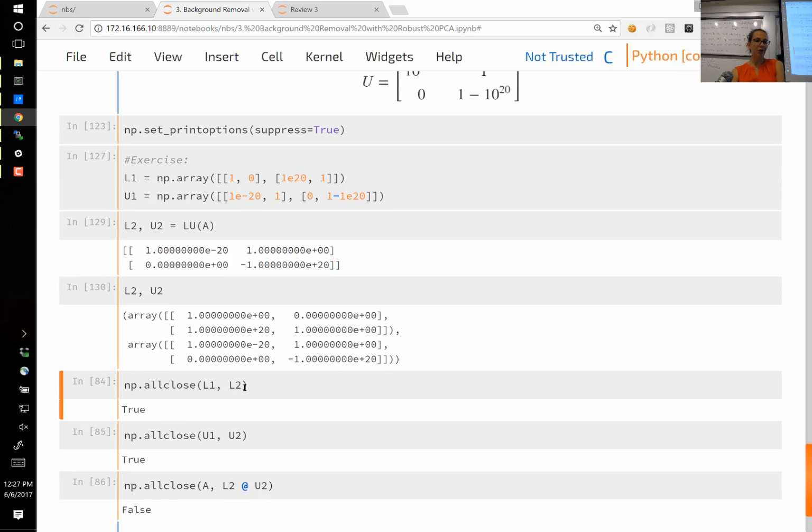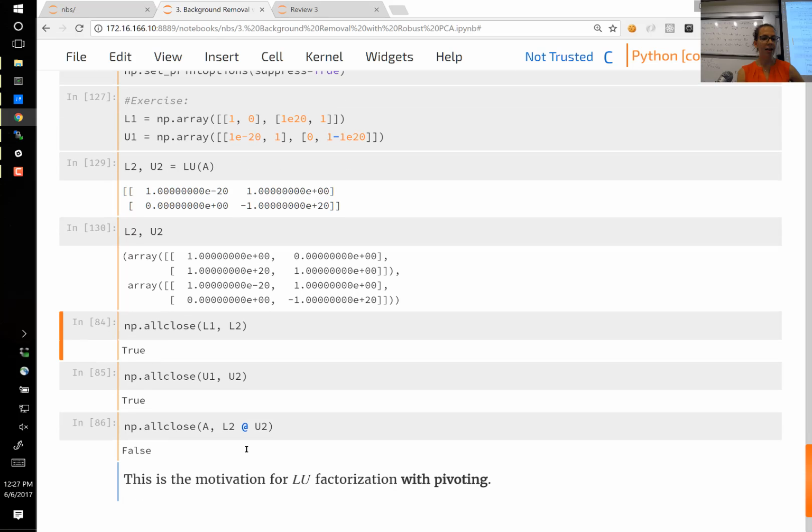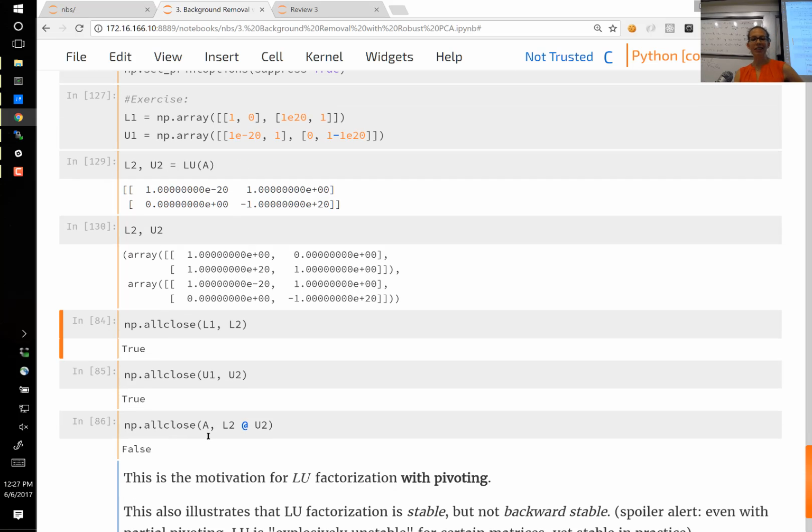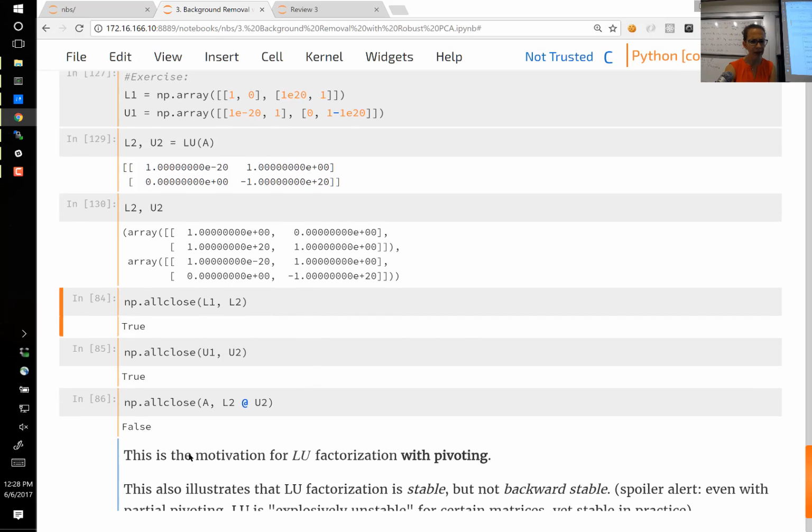So we can check. L1 is close to L2. Remember, L1 is the one we calculated by hand. L2 is the one we got from our implementation of LU. U1 is close to U2, so that's good. Now if we check that L2 times U2 is close to A, we get false. It's not. So it's interesting that each component, L and U, was close to the answer, but L times U is not close to A.